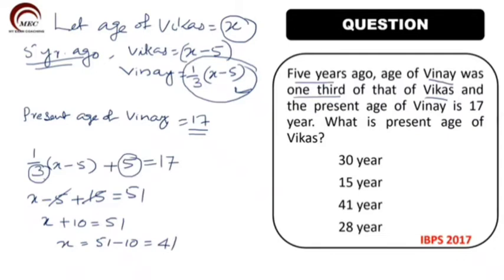We want the present age of Vikas. We have taken the present age of Vikas as X, and we got the value of X equal to 41. So from this, we can conclude the correct answer is 41 years. Kindly note it and then we will go to the next question. Understand this concept very clearly, how to solve this type of questions. Then in the coming videos, we will use the shortcut method.